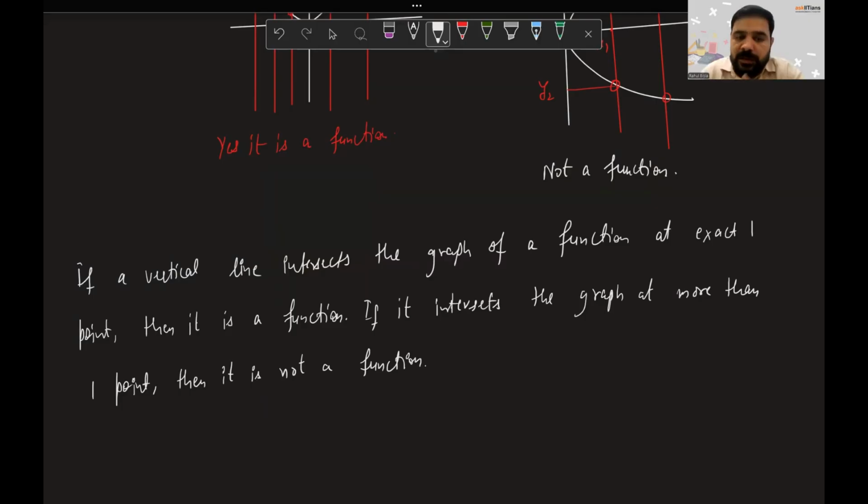So that's exactly the thing we have here. If a vertical line is intersecting at exactly one point, then it's a function. If it is intersecting at more than one point, then it is not a function. So quickly make a note of this and then we'll be moving ahead.